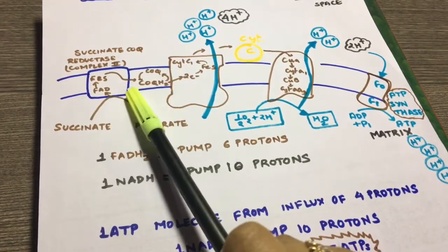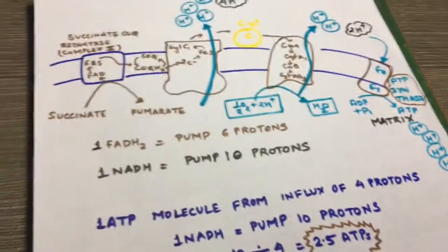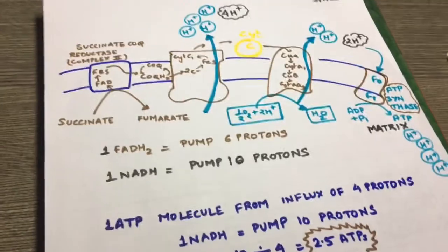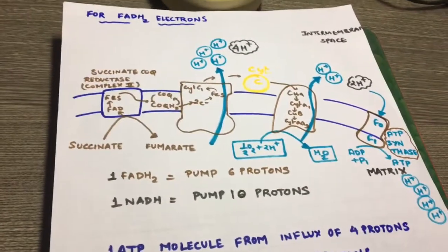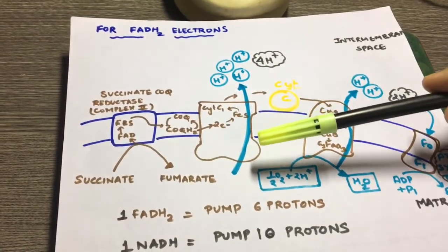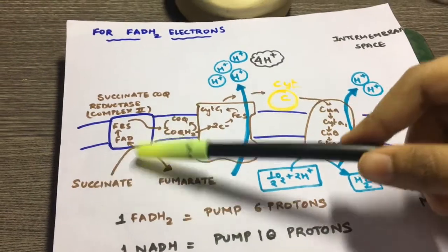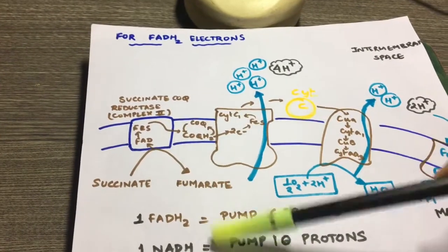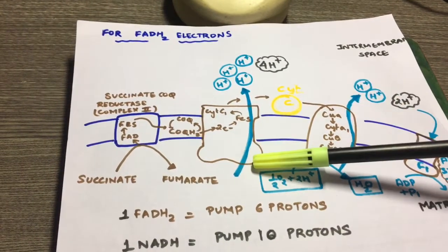So the conversion of succinate to fumarate gives rise to 2 electrons that will be accepted by FAD. FAD will be converted to FADH2, and then further reoxidation of FADH2 will give out 2 electrons that will be accepted by the FeS. The FeS will transfer the electrons to ubiquinone, and this ubiquinone will accept 2 electrons to form ubiquinol. These electrons will be further transferred onto complex number 3, and the transfer of electrons from complex number 2 to complex number 3 does not lead to any pumping of protons from the matrix to the intermembrane space.